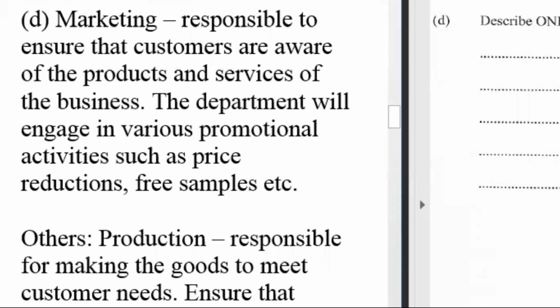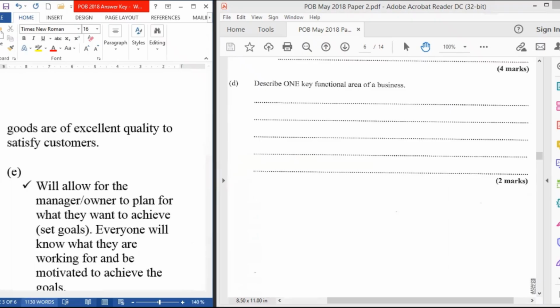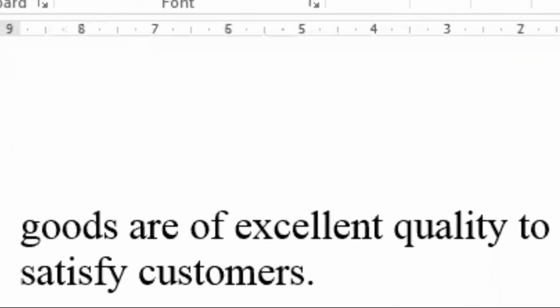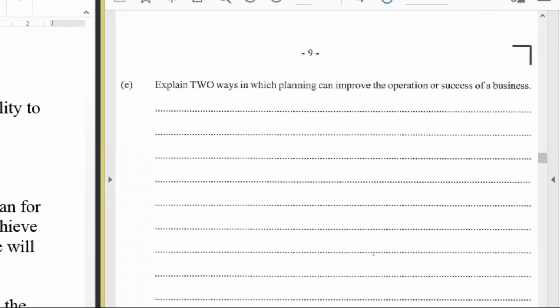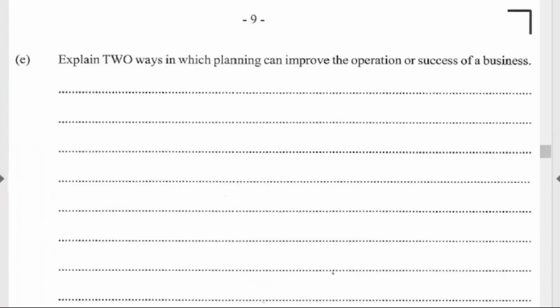If you're looking at, for example, the production department, functional area, then you would say that this area is responsible for making the goods to meet customer needs, ensure that goods are of excellent quality to satisfy customers. All right, let's look at E. Explain 2 ways in which planning can improve the operation or success of a business.